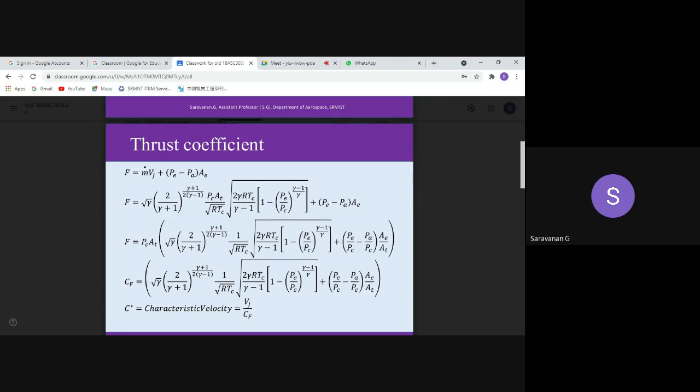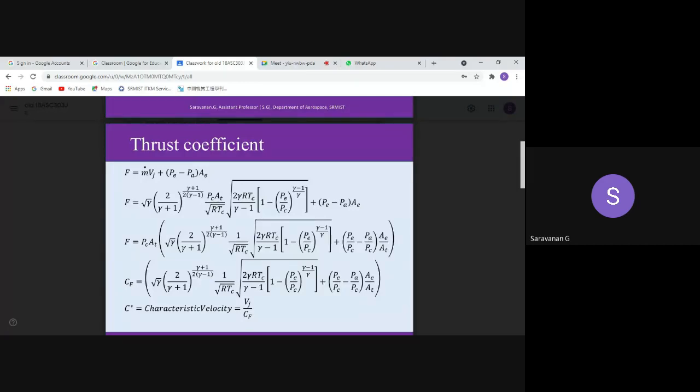Again we have two coefficients. One is the ideal thrust coefficient, another one is the actual thrust coefficient. Idealization is nothing but Pexit equal to Pa. That means if you substitute Pe equal to Pa in that expression, you will have one equation that is called the ideal thrust coefficient. If you keep it without substituting, that is, P is not equal to Pa in any case, then it is called the actual thrust coefficient.